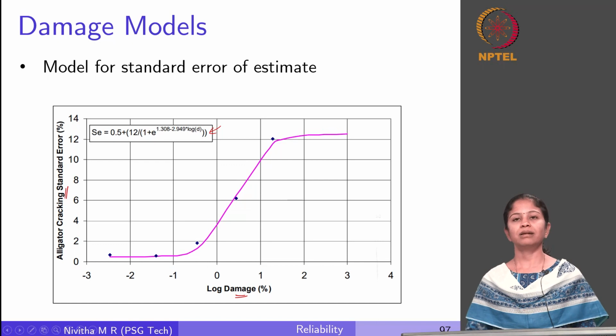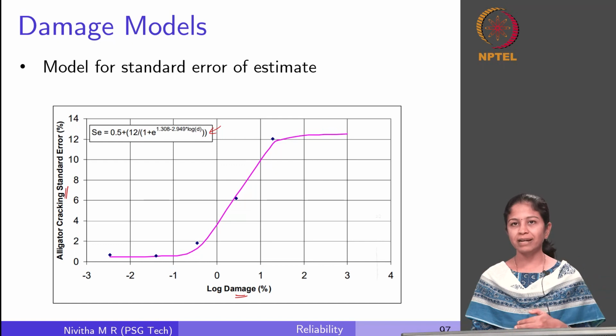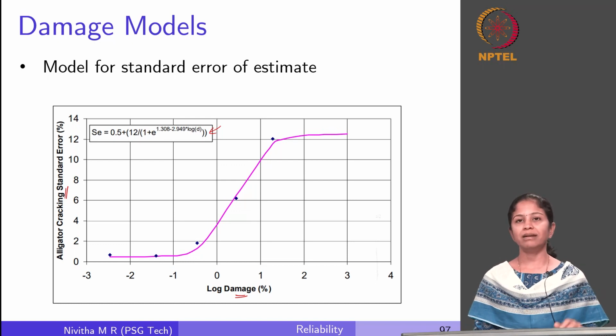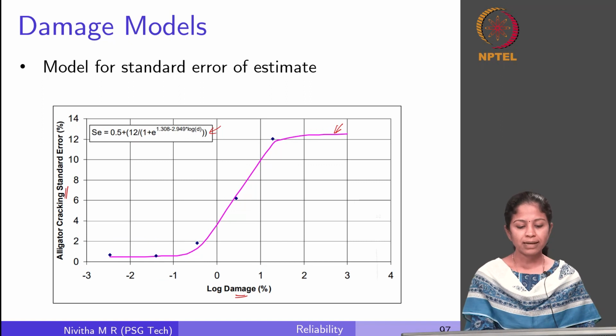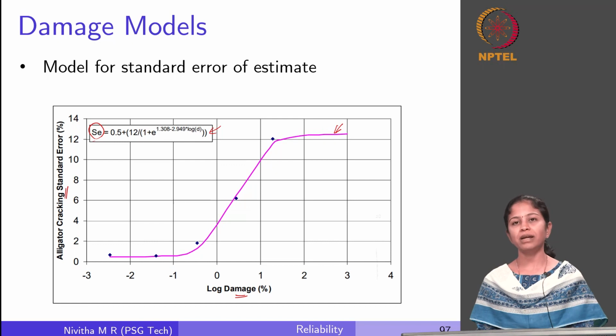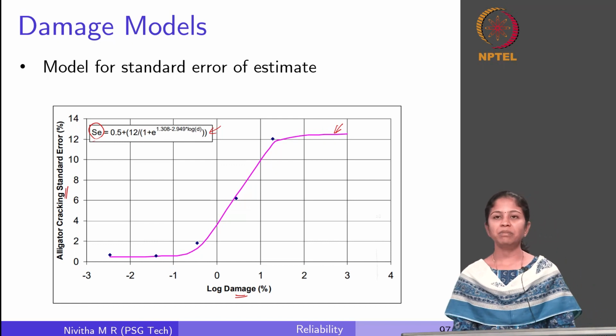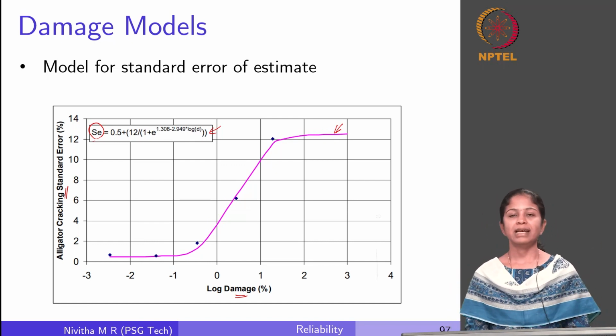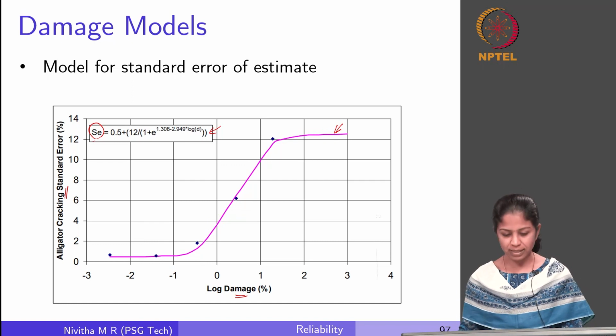So, this is nothing but a factor which takes into account the variation between the predicted value and the measured value. This kind of an exercise is carried out for each of the distresses, and based on the relationship obtained between the standard error and the log of damage, the equation for standard error is predicted here. Like that, for every distress the same thing is carried out, and that is how we saw the SE equations which are defined for different cases.